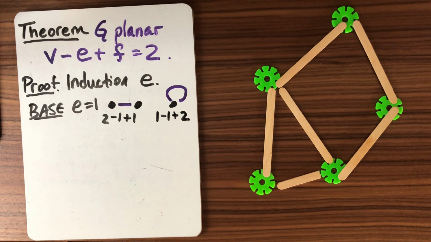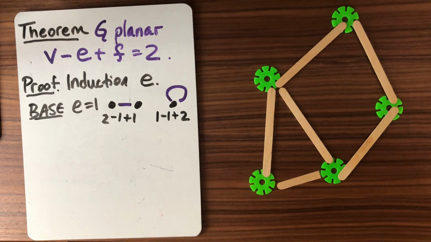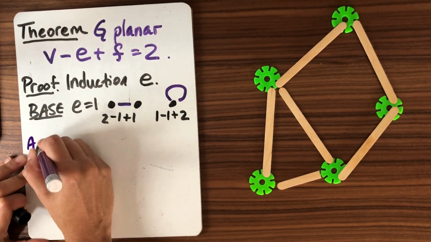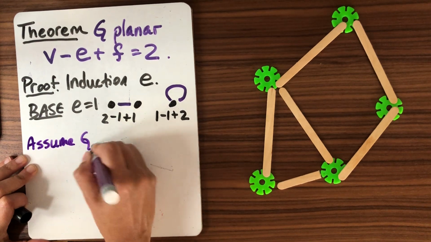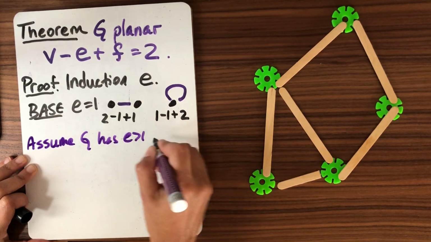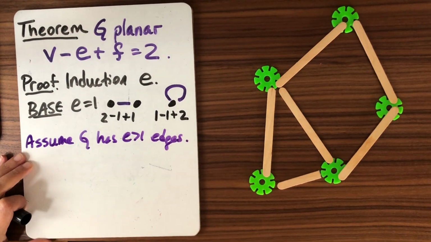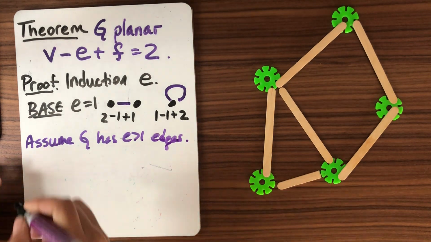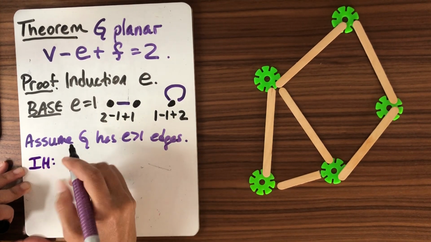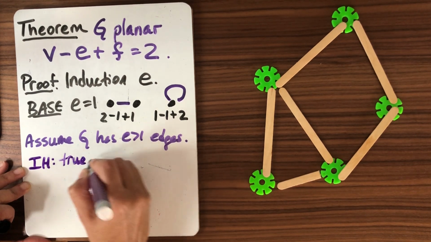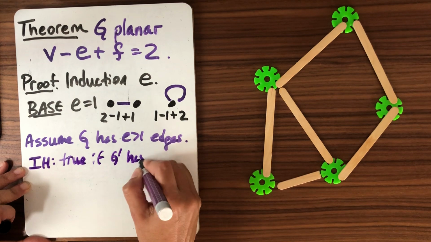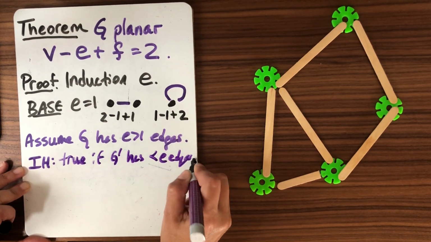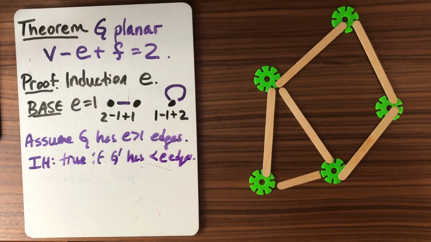We're doing induction on the number of edges. So now I get to assume that G has more than one edge. So assume G has E greater than 1 edges. Now we get to know that the result is true for any graph with fewer edges. So the inductive hypothesis says that Euler's theorem is true if G prime has less than E edges. So the idea is we want to reduce the number of edges. We're going to do it in two cases.